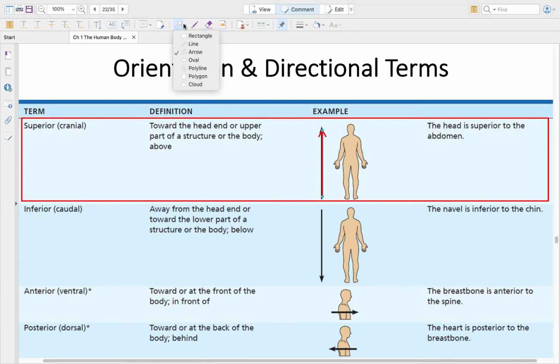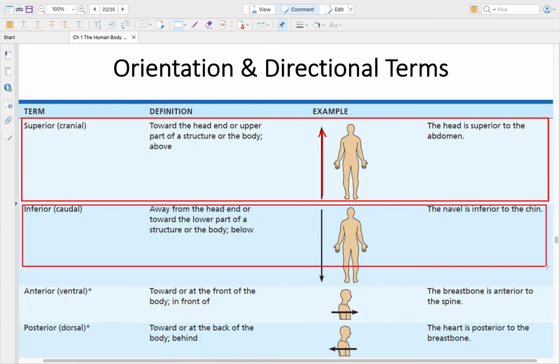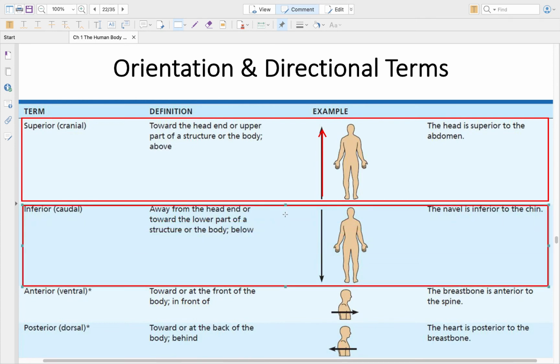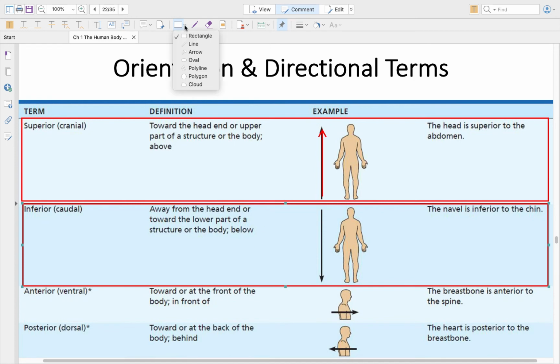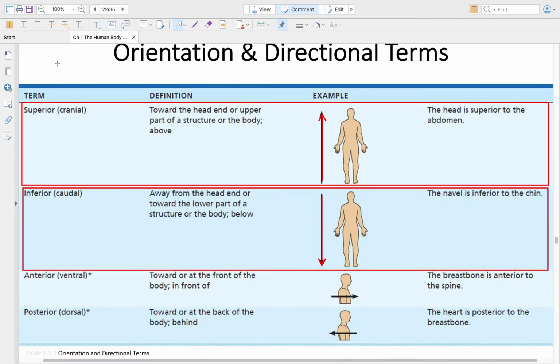Okay, next term, inferior. Inferior is the exact opposite. Okay, inferior means away from the head or towards the lower part of the body or below. Like to be inferior in a position, it's a good example. It's not the greatest thing in the world, but it's a good example. Inferior means below. That's it. The end. Easy peasy. There's no reason to make it more complicated than that.